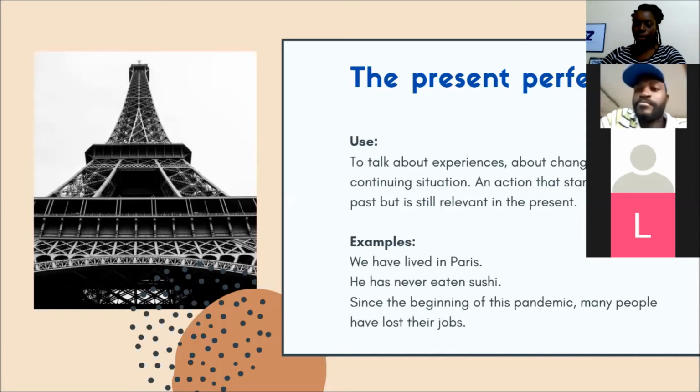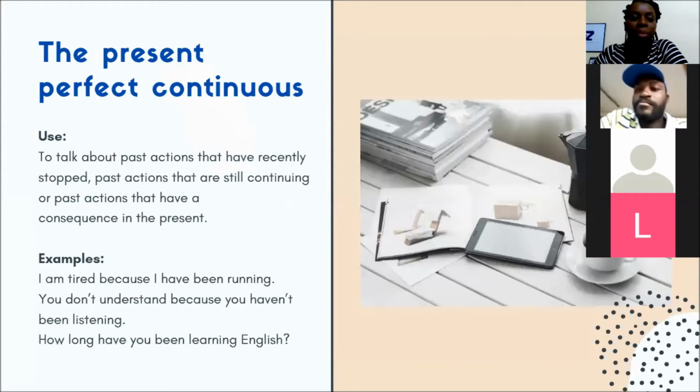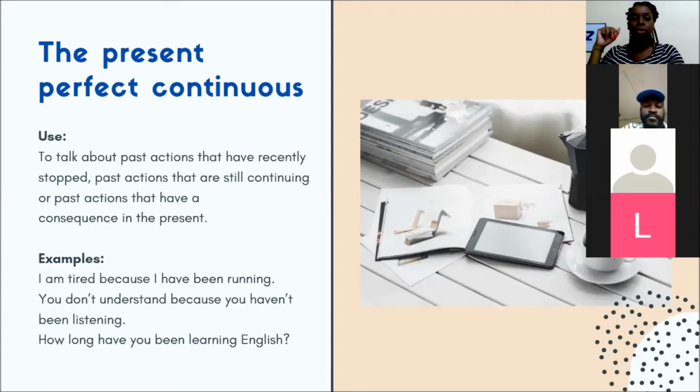Last but not least is the present perfect continuous. And like the name, you can understand that it is a mixture of the present perfect and the present continuous. Now, when do we use the present perfect continuous? We use it to talk about past actions that have recently stopped, past actions that are still continuing today, or past actions that have a consequence in the present.